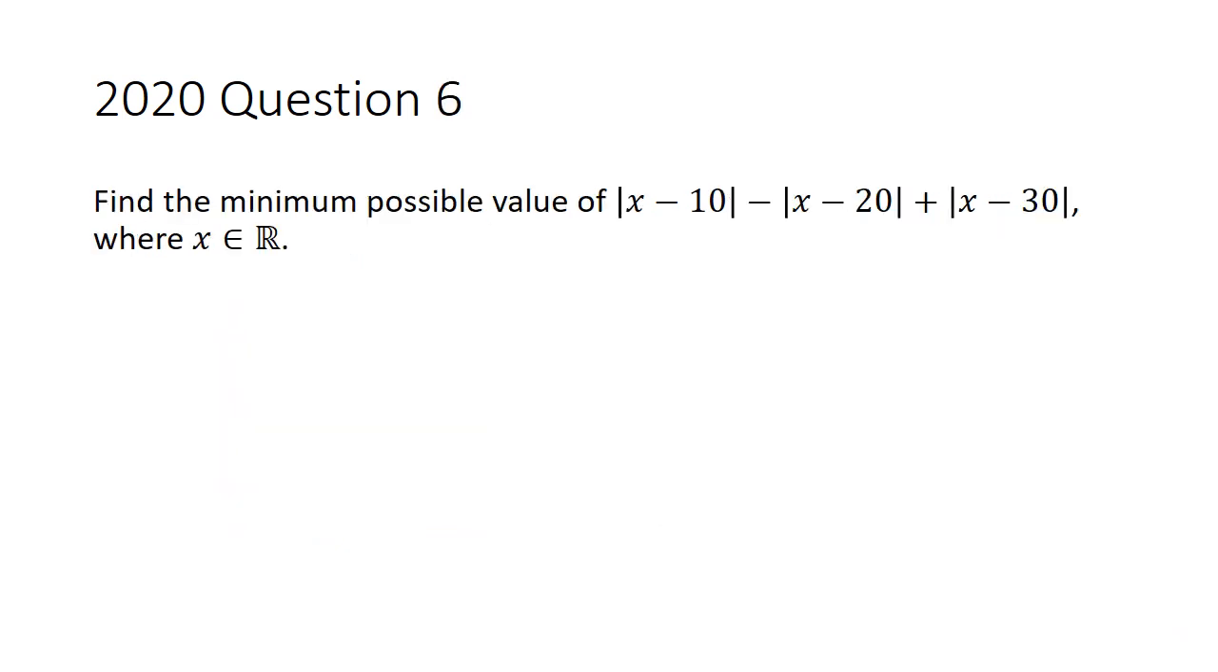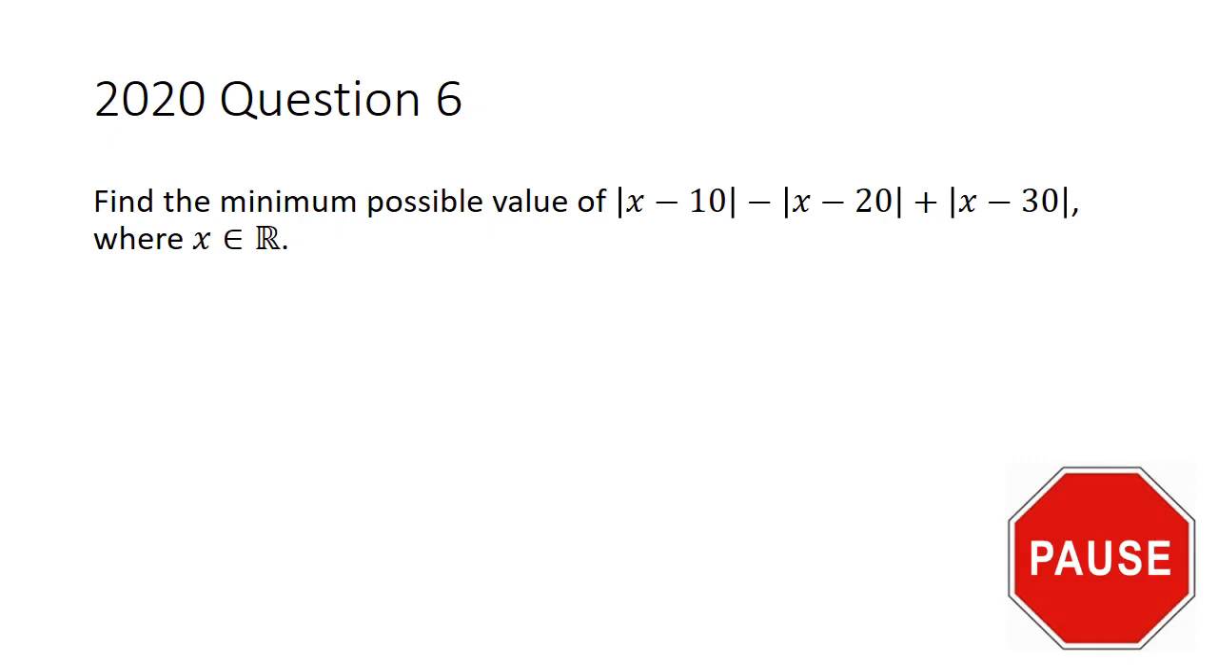Moving on to question 6. Find the minimum possible value of modulus x minus 10 minus modulus x minus 20 plus modulus of x minus 30, where x is a real number. Pause the video here and give this question a good try.